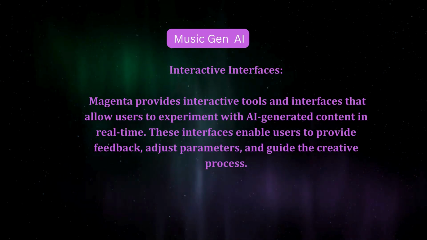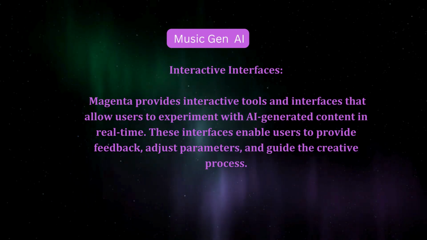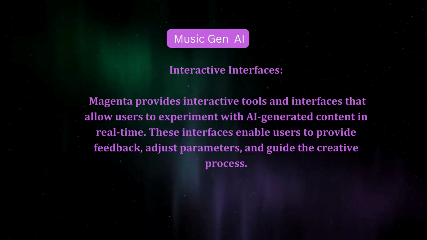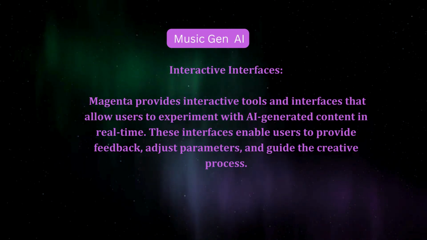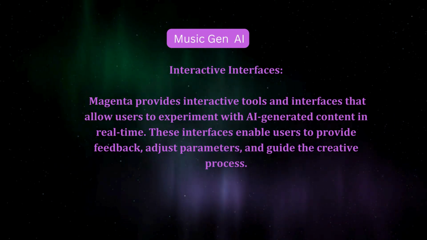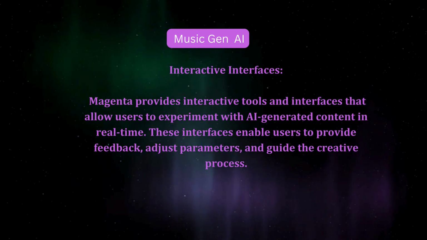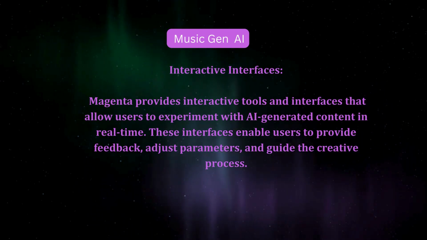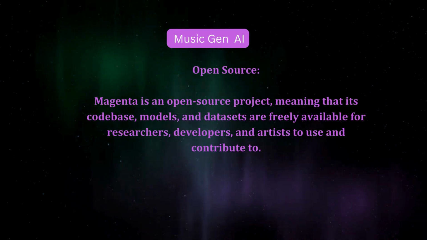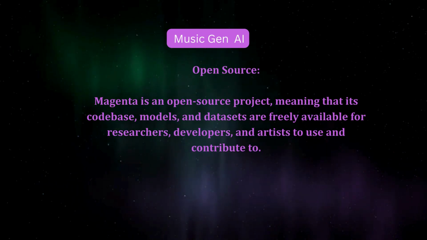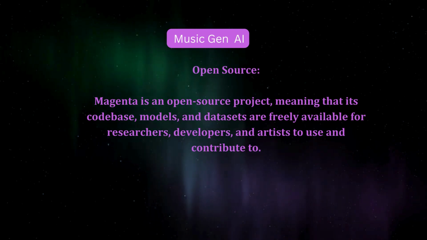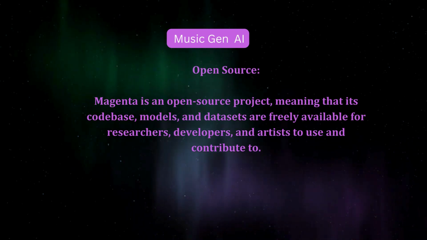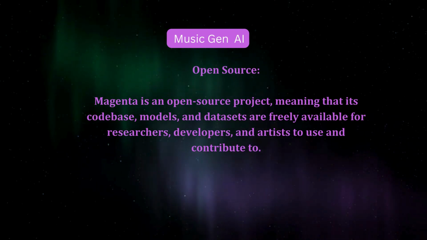Interactive interfaces. Magenta provides interactive tools and interfaces that allow users to experiment with AI-generated content in real time. These interfaces enable users to provide feedback, adjust parameters, and guide the creative process. Open source. Magenta is an open source project, meaning that its codebase, models, and datasets are freely available for researchers, developers, and artists to use and contribute to.